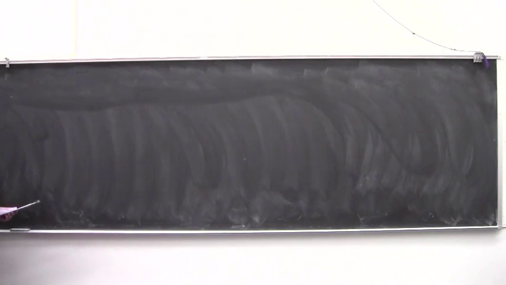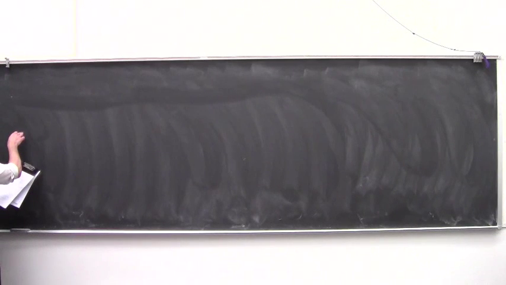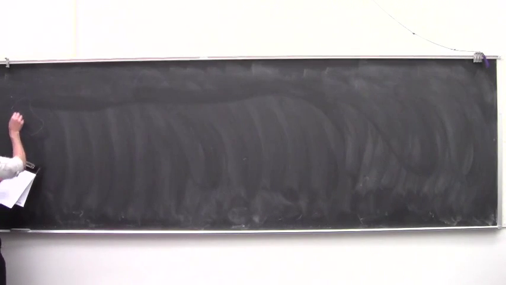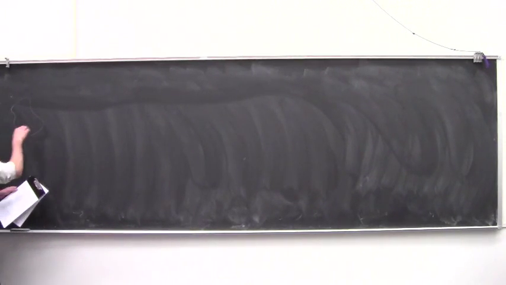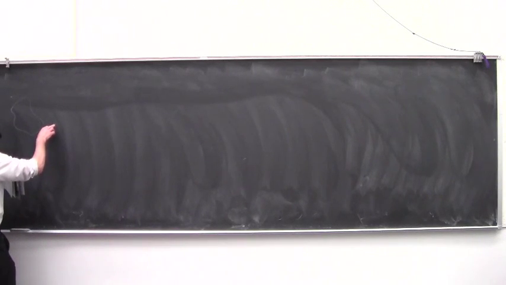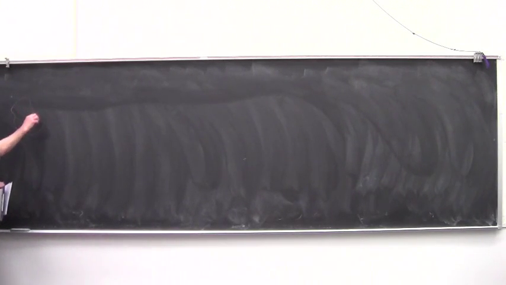So here's the problem. Let me lay it out for you. You have some domain, and you specify the values on the boundary of that domain. And your question is, can you find a function that's harmonic on the interior and which attains those boundary values?